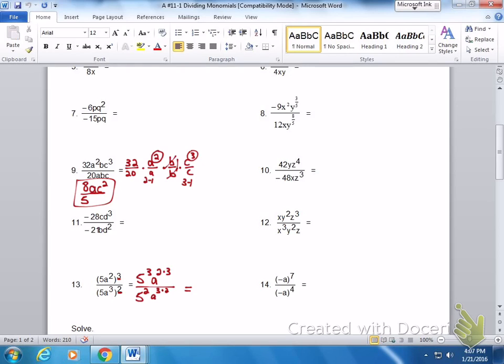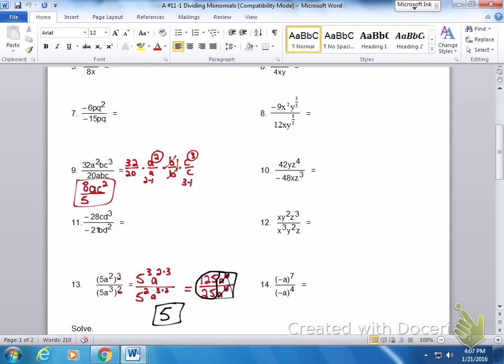5 cubed, 5 times 5 times 5 is 125. And I have a to the 2 times 3 is a to the 6th over 5 squared is 25. A to the 3 times 2 is again a to the 6th. Now I can simplify. I take my numbers first. 125 divided by 25 is 5. Now I go to my variables. A to the 6th divided by a to the 6th cancels out. My answer is 5. So go piece by piece. Bring those outside exponents in before you try to cancel anything out.